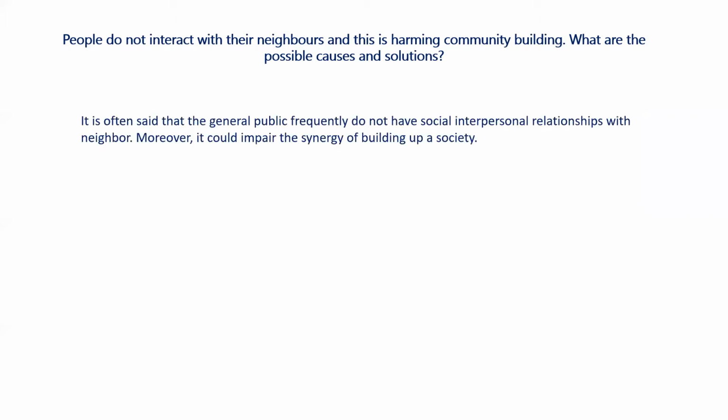The first student wrote, "It is often said that the general public frequently do not have social interpersonal relationships with neighbor. Moreover, it could impair the synergy of building up a society." So what do you think of this introduction? Is it answering the question about cause and solution?